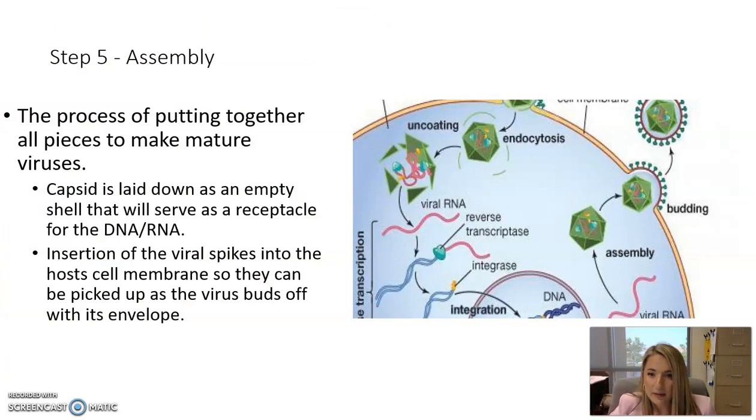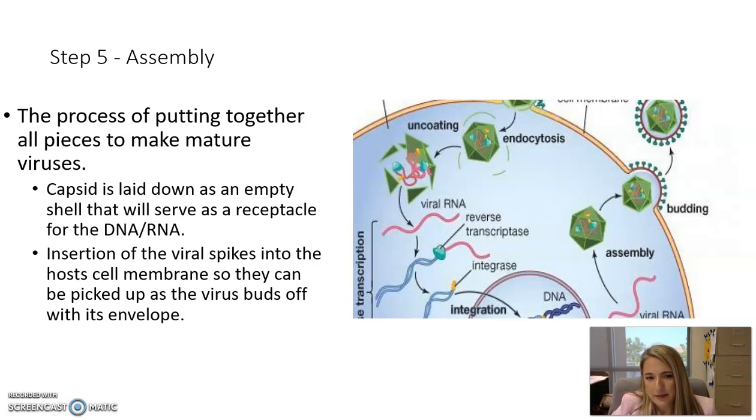Step 5 is assembly. If we make all the parts in the synthesis stage, in the assembly stage, we need to put all the parts together to make mature viruses. And it's going to be a lot of mature viruses. Thousands to potentially even 1 million viruses are going to be put together inside of this host cell.